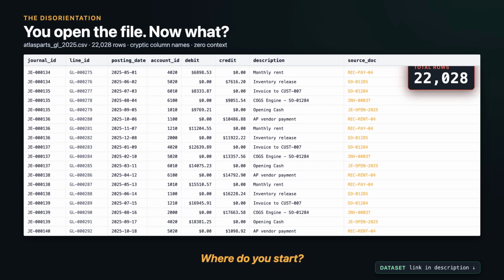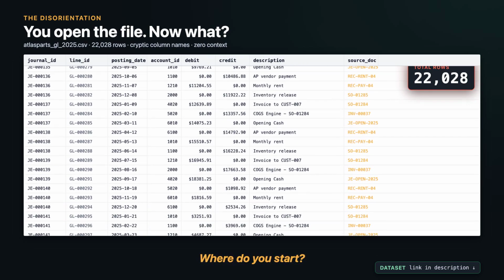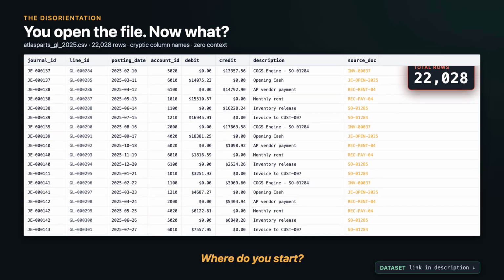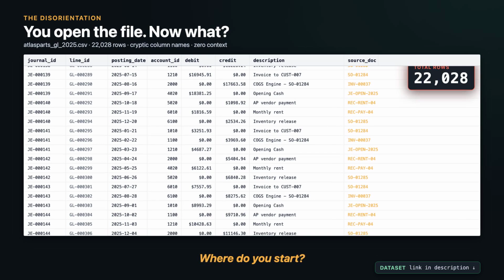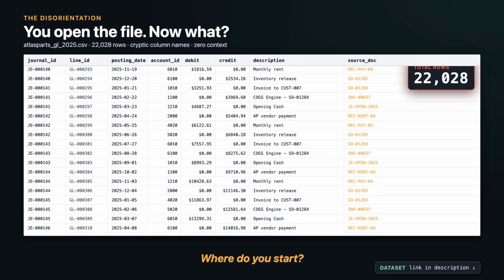Most Excel for Finance tutorials skip this question. They jump straight into SUMIFS and pivot tables, assuming you already know what you're looking at. We won't. The half step that separates a junior analyst from someone who knows what they're doing is reading the file.